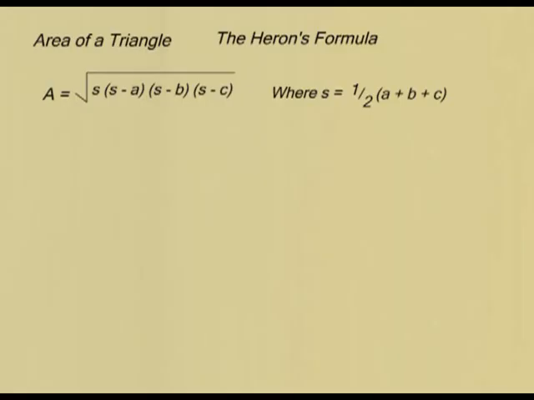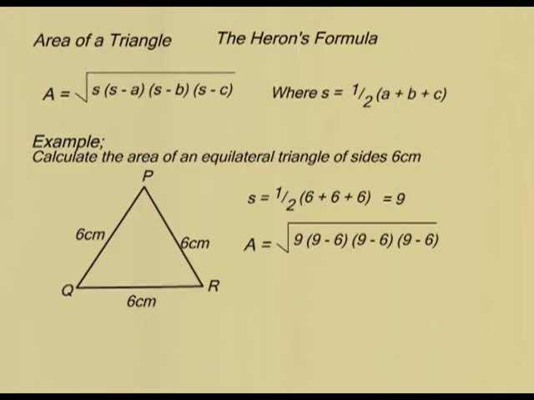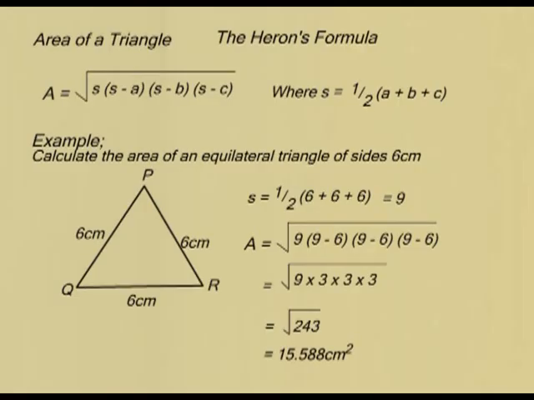Let us work the area of the equilateral triangle of side 6 centimeters and pretend we don't know the angles. And so s will be equal to a half into 6 plus 6 plus 6, and that gives us 9. So we have square root of 9 times 9 minus 6 times 9 minus 6 times 9 minus 6. That gives us 9 times 3 times 3 times 3, which gives us 243, square root of which is 15.588 centimeters squared.